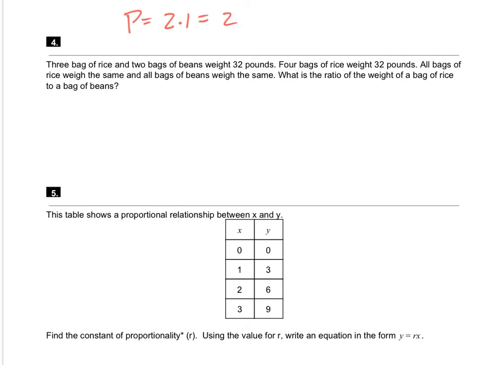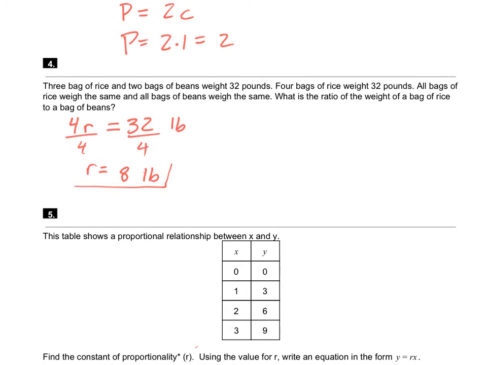So let's write that down. 4 bags of rice equal 32 pounds. So the only thing you need to do is divide 32 by 4, which gives you 8. So every single bag of rice weighs 8.